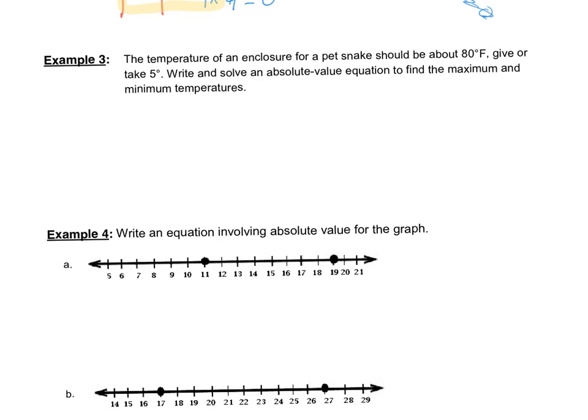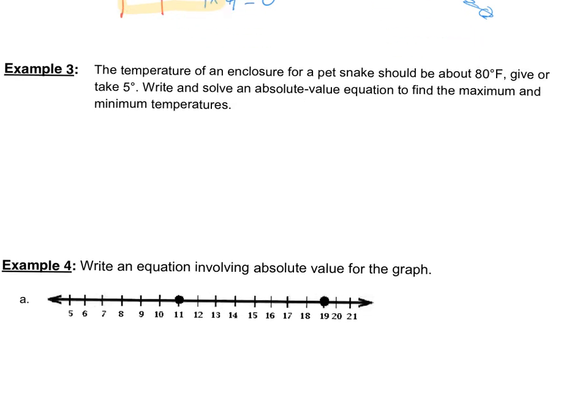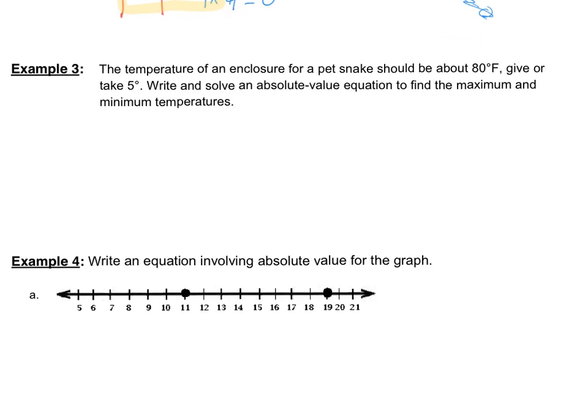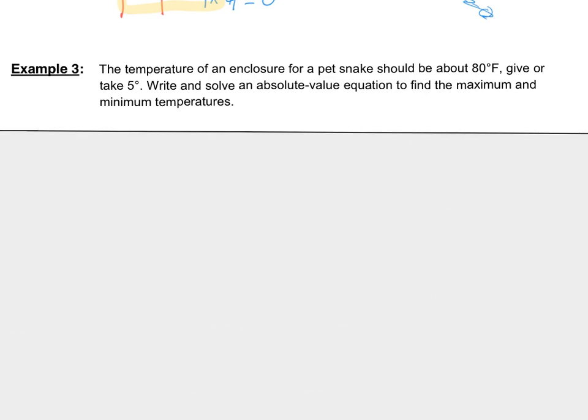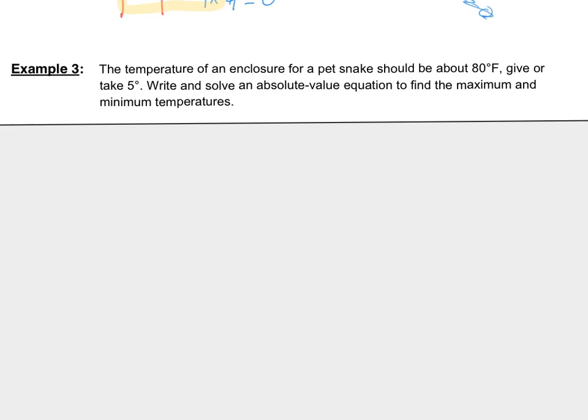Okay, let's look at this word problem, which I know is going to be a little confusing, so just be patient with yourself as you're going through and paying attention to it. The temperature of an enclosure for a pet snake should be about 80 degrees Fahrenheit, give or take 5 degrees. Write an absolute value equation to find the maximum and minimum temperatures.